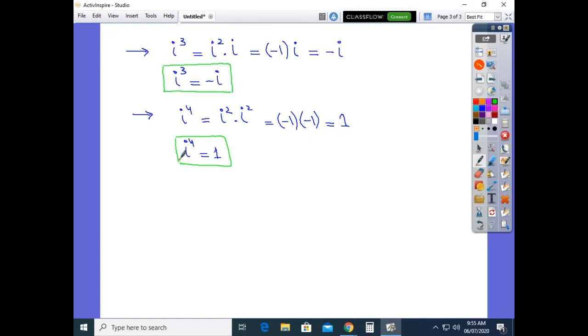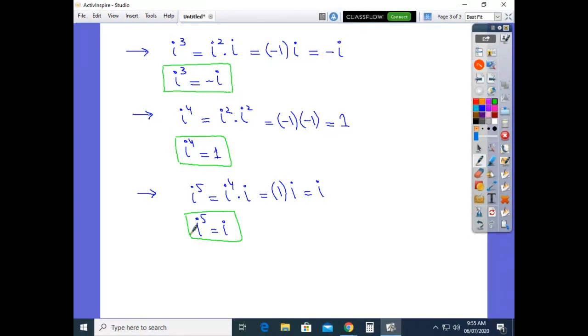Similarly, if we increase the power of iota, suppose iota 5. We can write it as iota 4 into iota. The value of iota 4 is 1, and if we multiply 1 with iota, it becomes only iota. That is, iota 5 is equal to iota. Similarly, we go on increasing the power of iota and get the different values of iota 5, iota 6, iota 7, and so on.